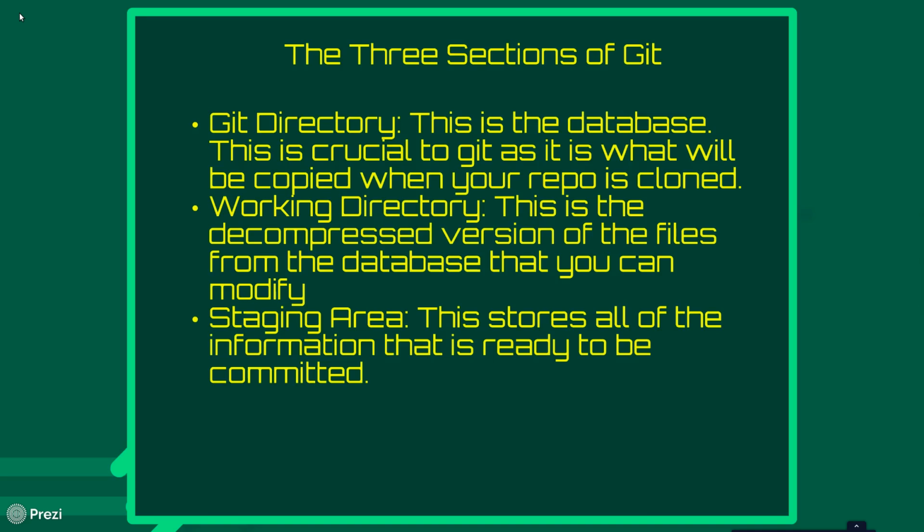There's also the working directory. This is the decompressed version of the files from the database that you can modify. Thirdly, we have the staging area. This stores all of the information that is ready to be committed.